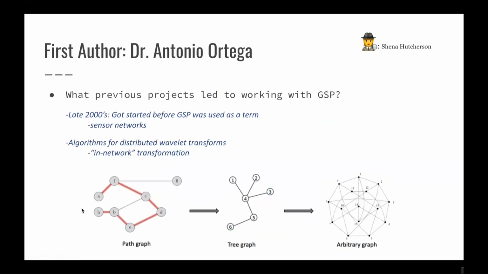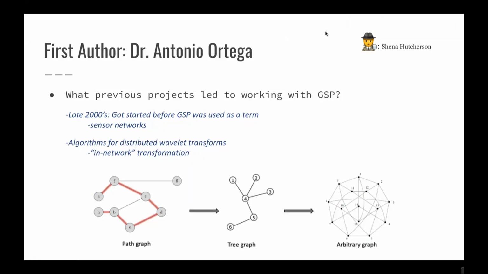So, one question being: what led your interest in graph signal processing and motivated you to begin your research in it? Dr. Ortega got started in the late 2000s, before graph signal processing was really even used as a term, although at that time there had been a few examples of graph wavelets already published. And he actually came to the topic through his own work on sensor networks.